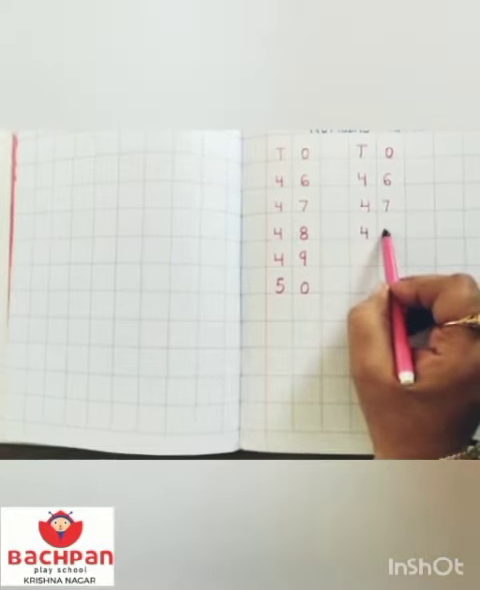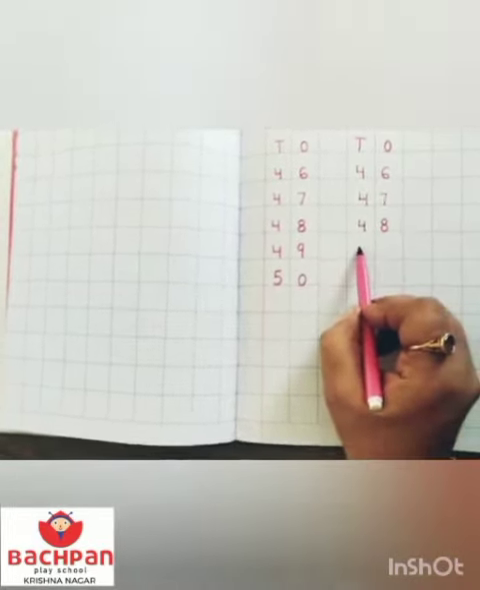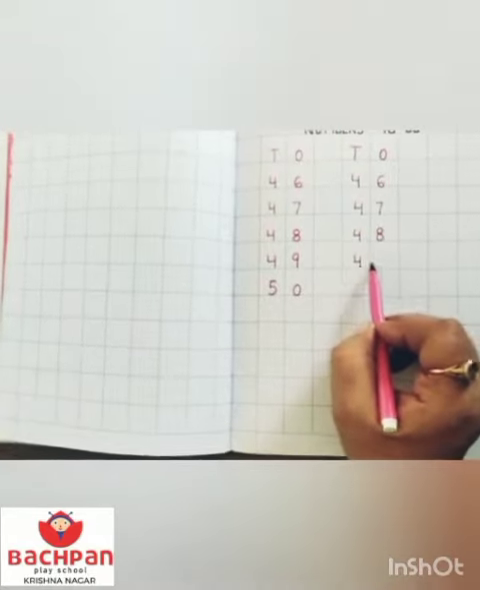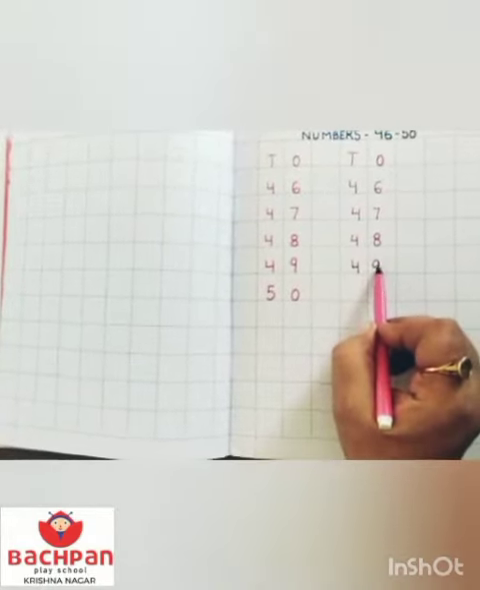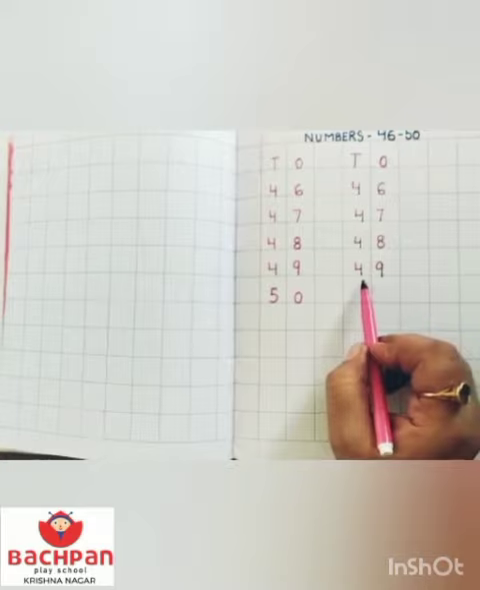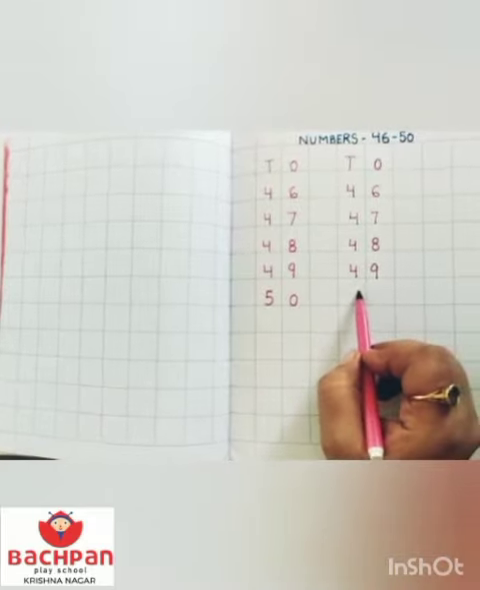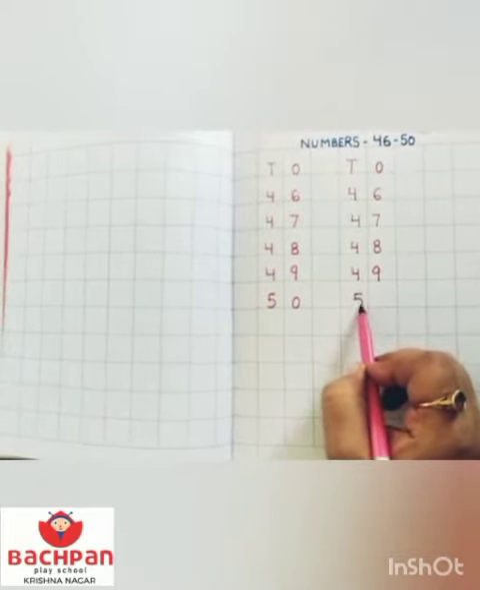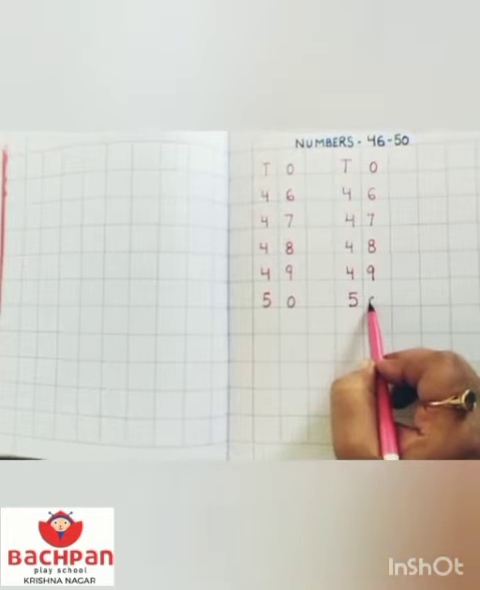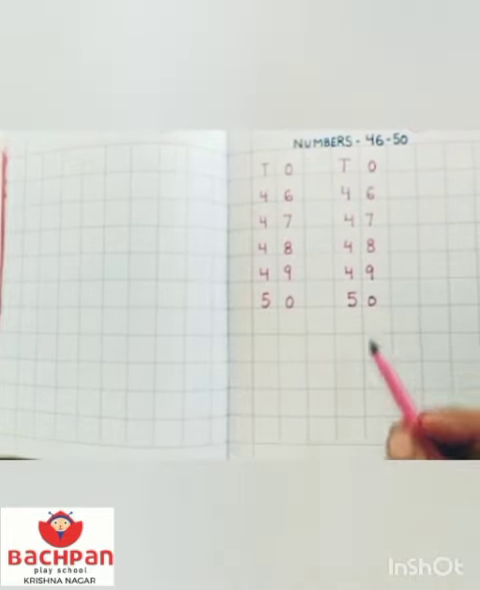After 48, which number has come? 4, 9, 49. Now, after 49, the number will change. The number will change. This is 50. This is 50. Now, click to repeat along with ma'am.